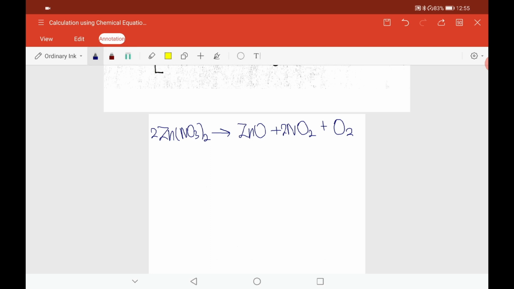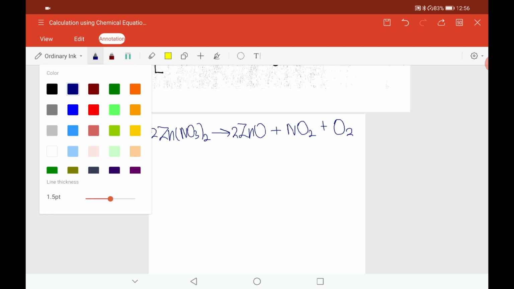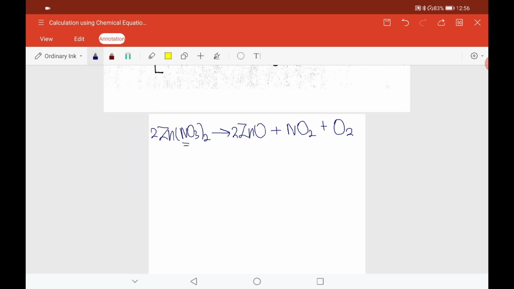When we rebalance the whole thing again, the zinc on the left is now 2, so on the right the zinc must be 2. For the nitrogen, we have 2 times 2, 4 nitrogen on the left, so on the right we need to put a 4. Then the oxygen: on the left-hand side, we have 3 times 2, 6, and 6 times 2, 12, so 12 oxygen on the left. On the right-hand side, we have 2, then 2 times 4, 8, and the last oxygen is 2. So 2 plus 8 plus 2 is also 12. Now the equation is balanced.